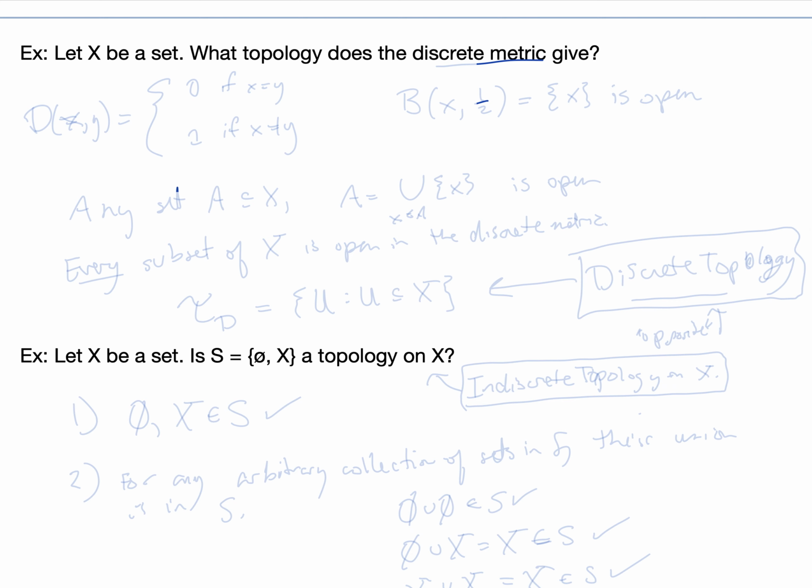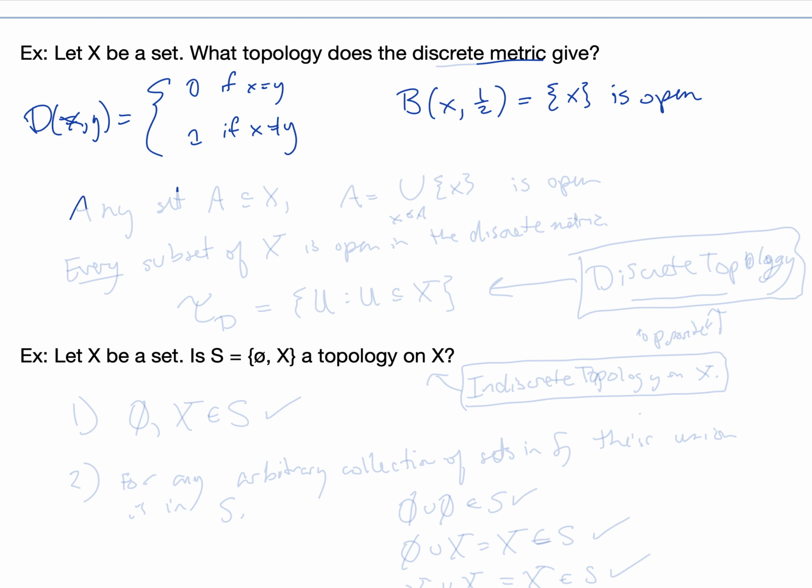So as we know, the discrete metric, let's call it D, the distance between x and y is either 0 if x equals y, or 1 if x is not equal to y, and therefore the ball centered at x of radius anything between 0 and 1, let's say 1/2, is only the set containing the single element x. So that's the only element in that set. Therefore, singleton sets are open, so this is open.